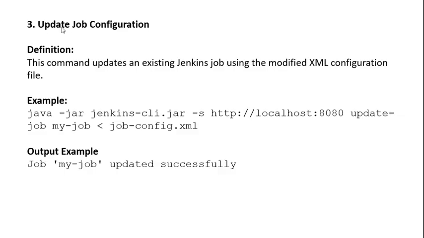Third is update job configuration. This command updates the existing Jenkins job using the modified XML configuration file. The example is java -jar jenkins-cli.jar -s http://localhost:8080 update-job my-job < job-config.xml file. The output is: job 'my-job' is updated successfully.